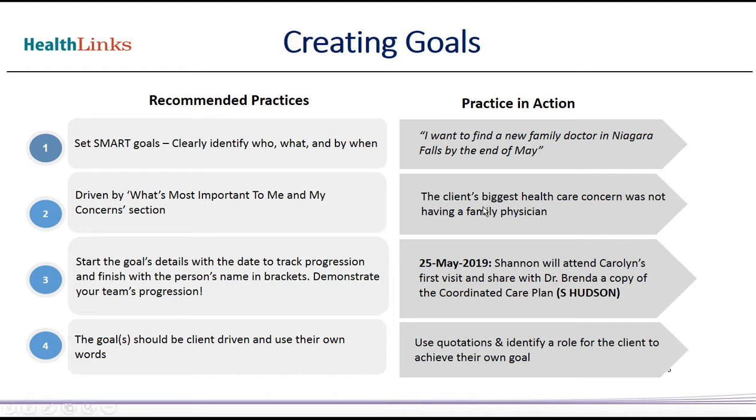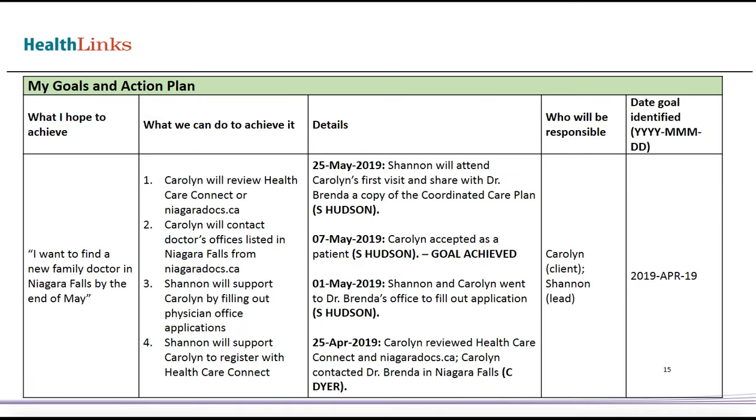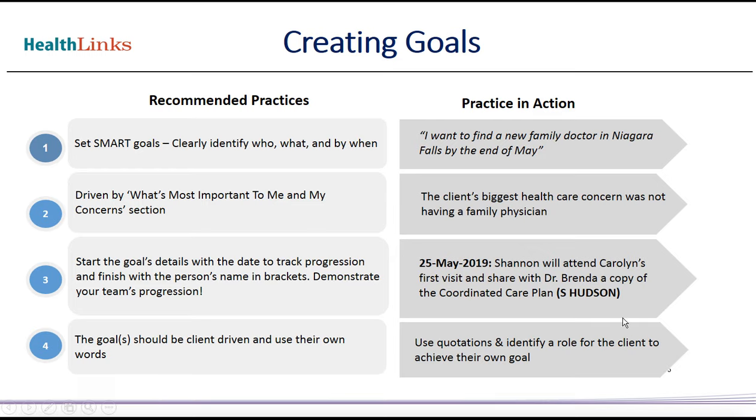The next part is to start the goal's details with the date to track progression and finish with the person's name in brackets. So you can see from the previous example, you're able to demonstrate your team's progression. In brackets here, you have the individual's name as well, so you're able to track the roles. And again, seeing with the example there. The goal should be client-driven and use their own words. So remember that a client is actually getting a copy of their own care plan, so this needs to make sense to them and really be clear. So using the patient's or client's language is very important.